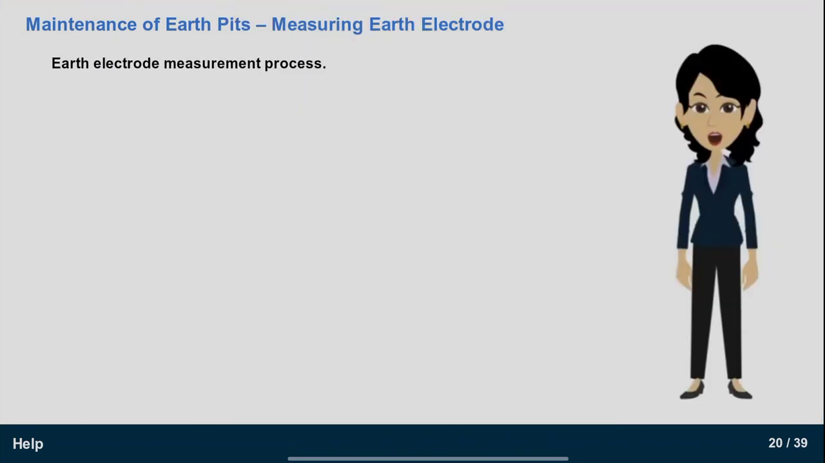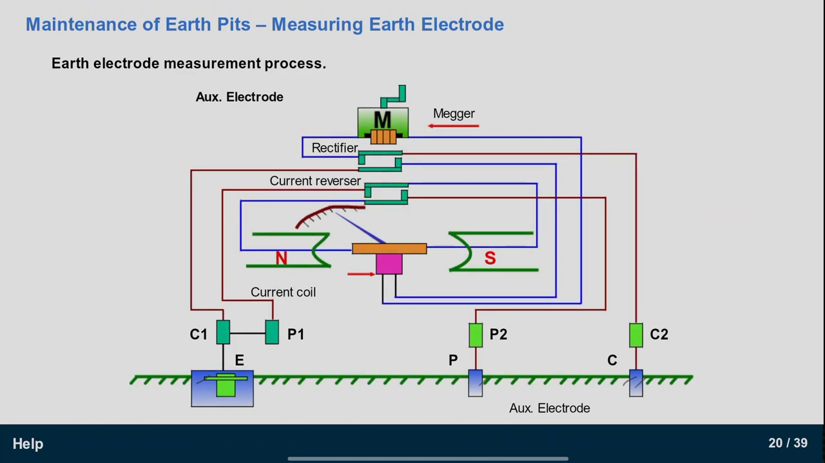Let us now look at the process of how earth electrode resistance is measured. As you can see in this diagram, there is a megger. There is an electrical circuit inside the megger and outside it as well. The labels C1, P1, P2, C2 are all terminals of the megger. Whenever the handle of the megger moves, it generates some amount of DC voltage. This voltage, say 50 volts, depending upon the rating of the megger, is applied across the C and E terminals.